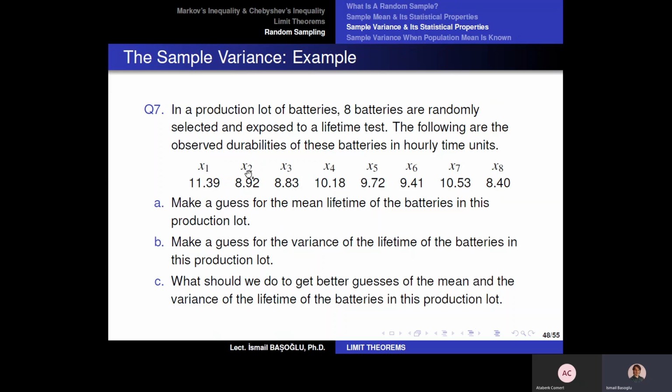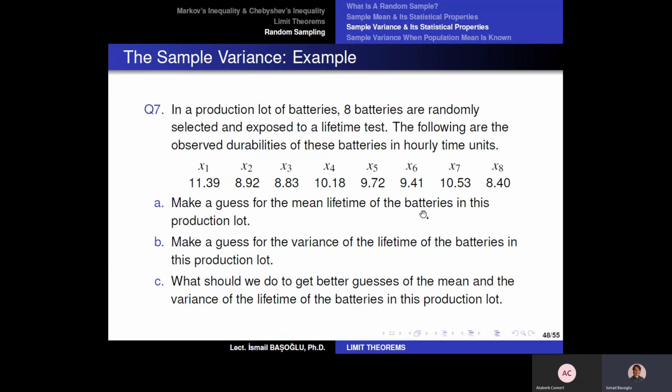So these are decimals, my friends. These are not just minutes. 8.92 means 8 hours and 0.92 hours. So these are given in hourly units. As you can see in these 8 batteries, the largest of the observations is 11.39. The smallest of the observations is 8.40, I guess. And it says, make a guess for the mean lifetime of the batteries in this production line.